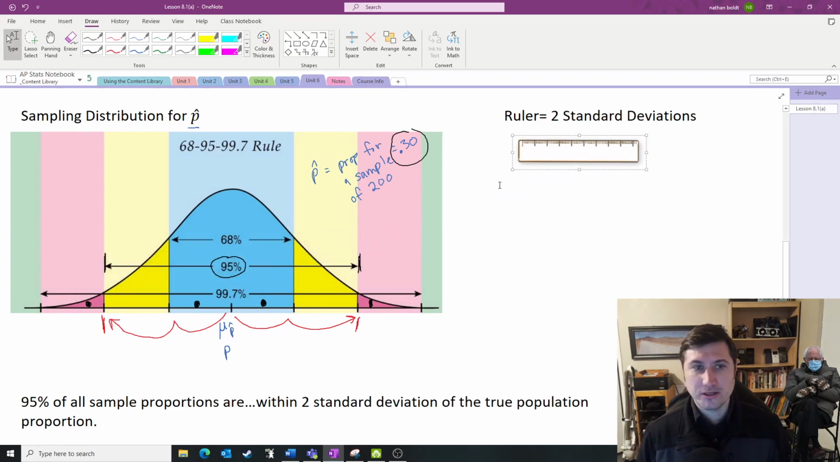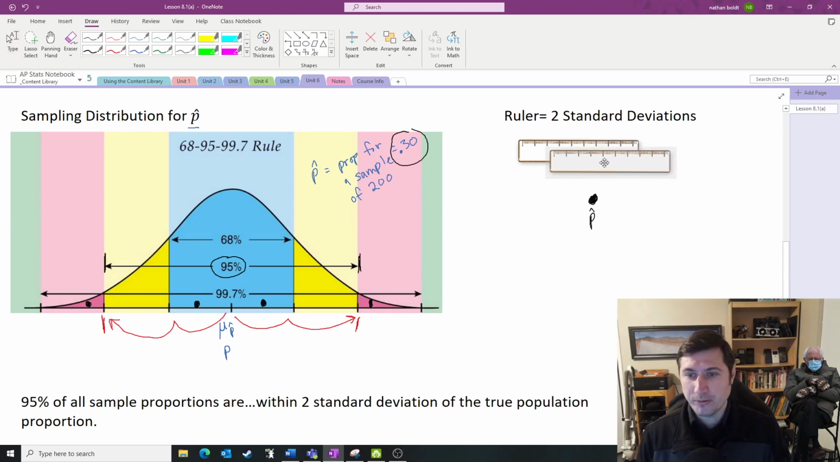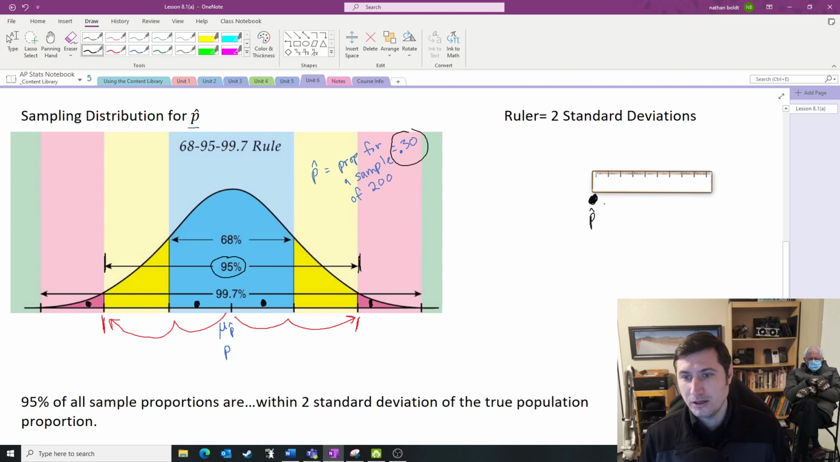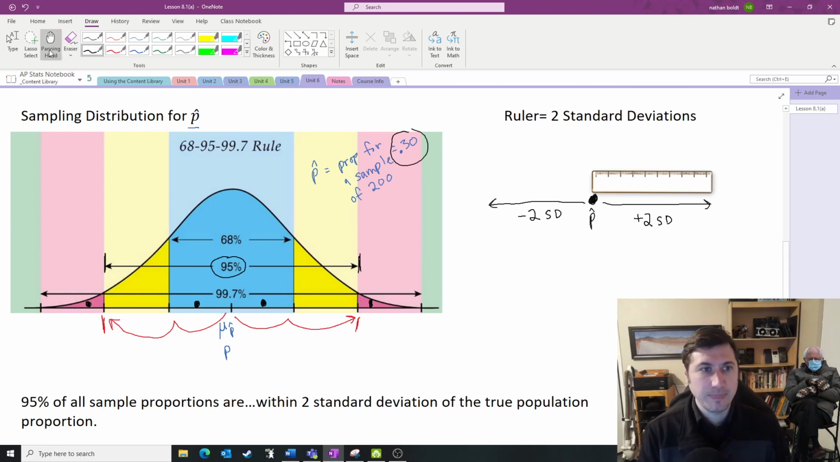So what I'm going to do here is I'm going to think of my dot. Here's my dot. I don't know where to put it, so I'm going to put it here. This is my p-hat. I am 95% sure that the true proportion will be somewhere in the range of 2 standard deviations above my observed value, or 2 standard deviations below my observed value. Okay?